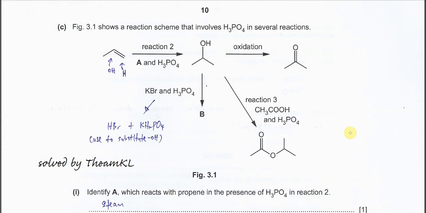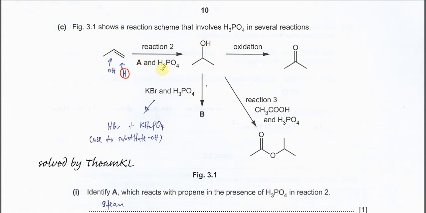For part C, figure 3.1 shows a reaction scheme that involves H3PO4. Let's start from this propene. From this propene is formed this propan-2-ol. So we know that is an addition reaction. It is going to add H2O, a hydration, and hydrogen will add to this CH2, OH will add to this CH, this carbon. So therefore it will form this alcohol.